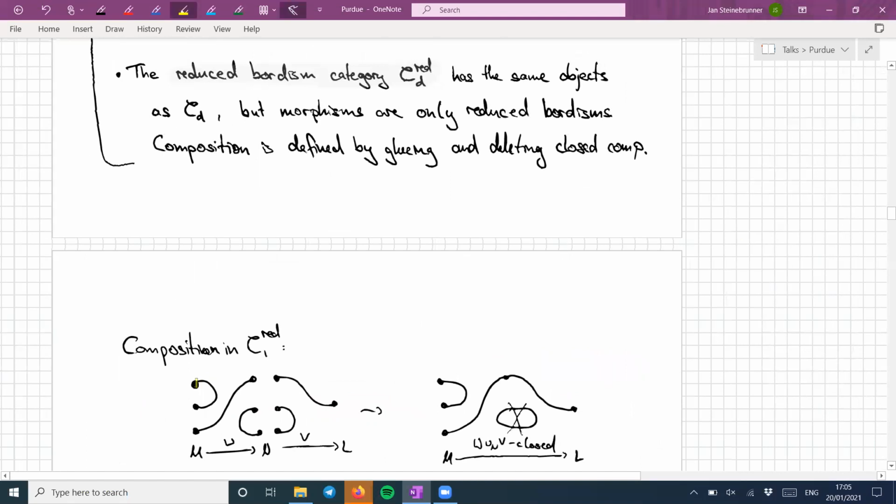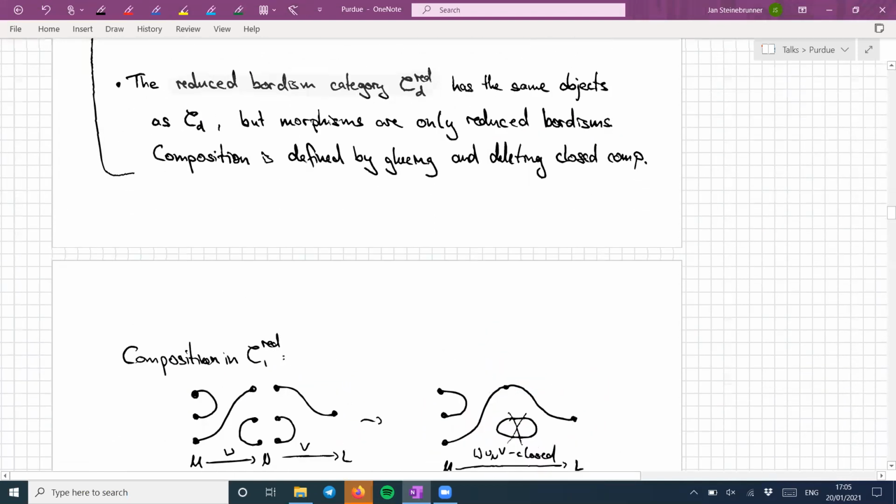If you look at these two bordisms, this is a reduced bordism, there are no closed components, and this is a reduced bordism, and then I glue them together, then I get this guy, but this one has a closed component. So I can't define it as a subcategory, but rather it's going to be a quotient category. And what I need to do is that if I compose, then I first glue and then delete all closed components. Just do the same thing as you did before for gluing, and now you delete these closed components. All right. So this is a category.